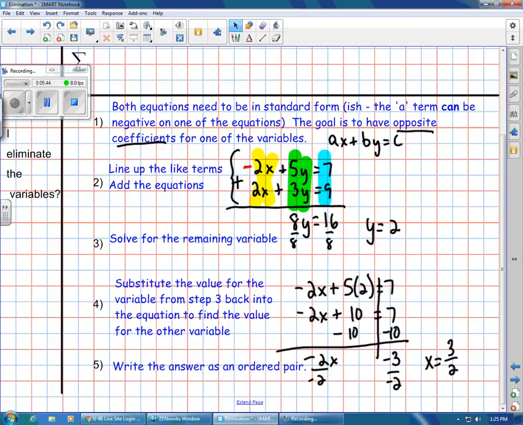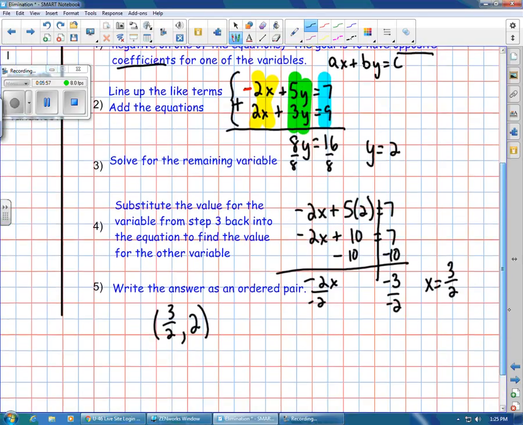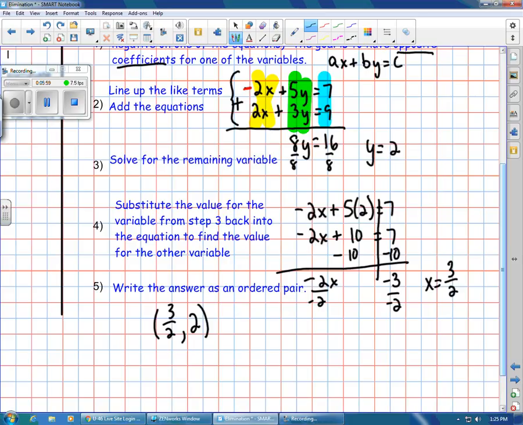My last step is to write my answer as an ordered pair. So in order to have my ordered pair here, my x term is 3 halves, my y term is 2. Now, there is a way for me to check and make sure that I've done everything correctly. Whichever equation has not been used yet, like I used the first equation in order to solve for x. So I can use the bottom equation now for my check.